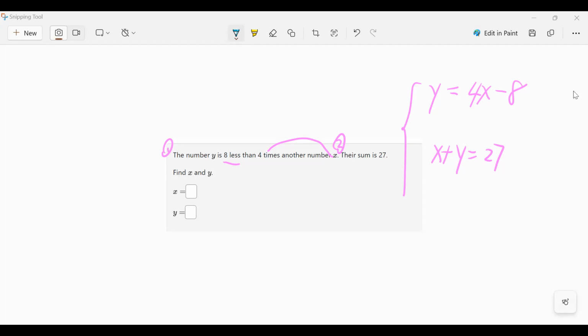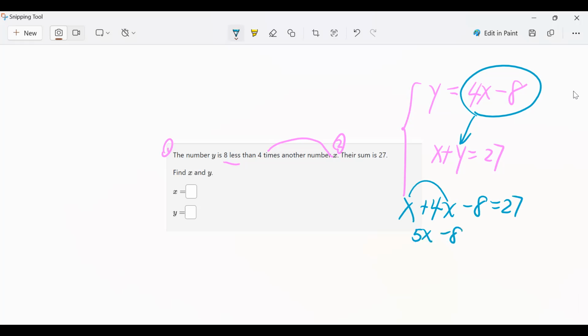All right, let's go over the solution. So first of all, we're gonna plug this into the second equation. So y becomes 4x minus 8 in the second equation. x plus 4x minus 8 equals 27. x plus 4x is 5x minus 8 equals 27. Now add 8 on both sides of the equation. And so 5x equals 35. Now divide both sides of the equation by 5.